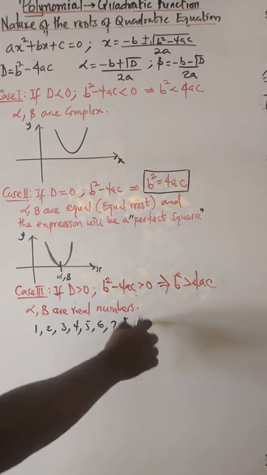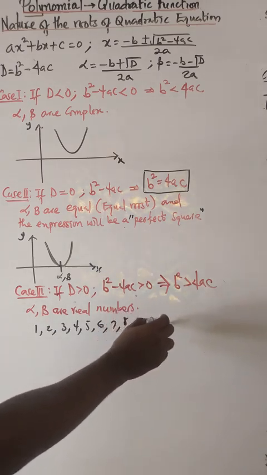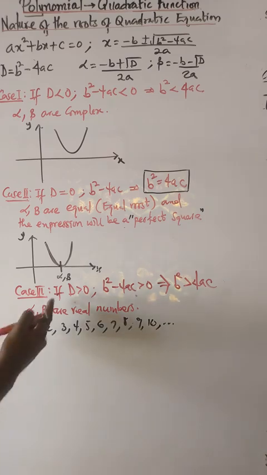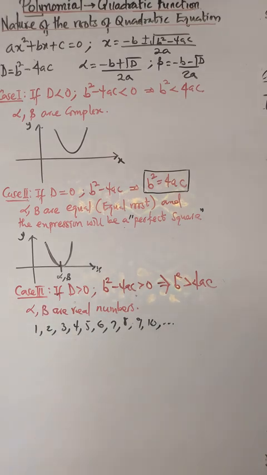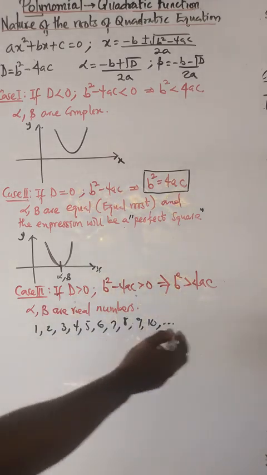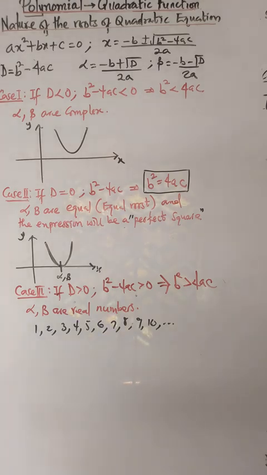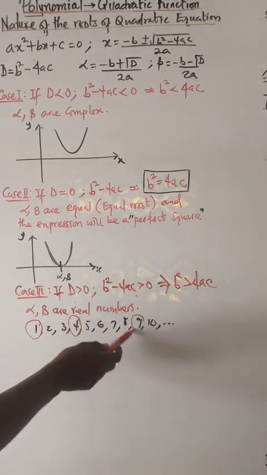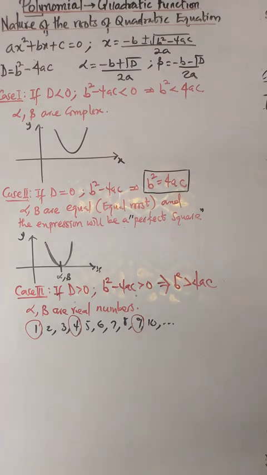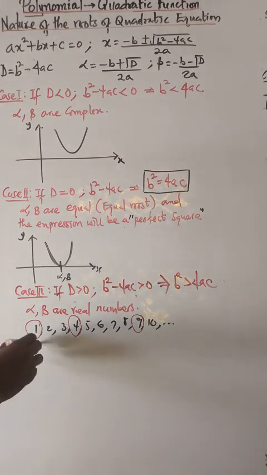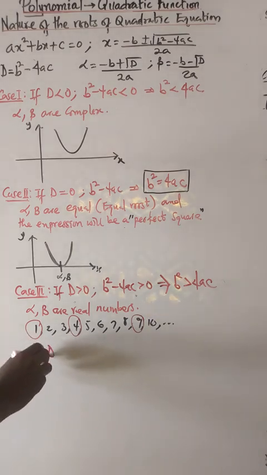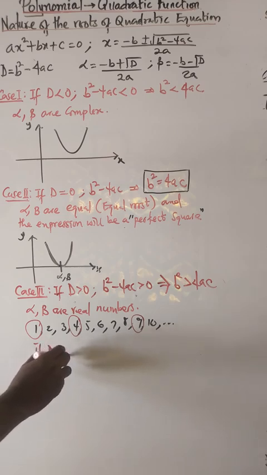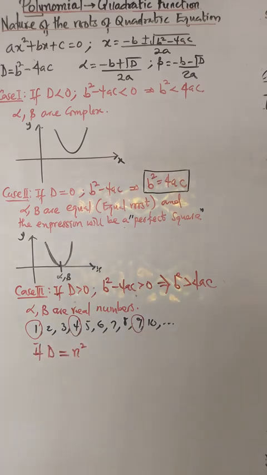Okay, let me continue. 9, 10. So meaning d can be 1, can be 2, can be 3, cannot be negative. So some of these numbers are perfect squares. Example, 1 is a perfect square, 4 is a perfect square, 9 is a perfect square. So if the value of d, which is greater than 0, is a perfect square, meaning the square of a natural number.